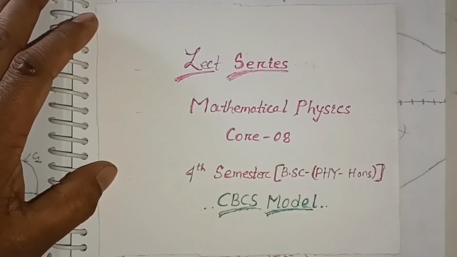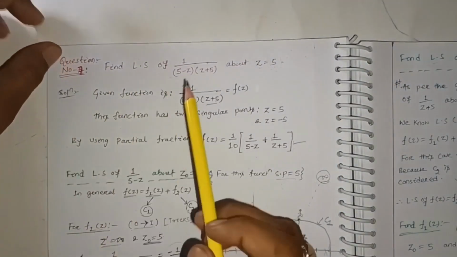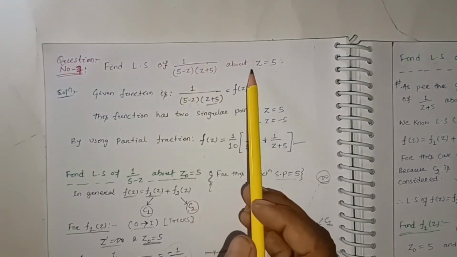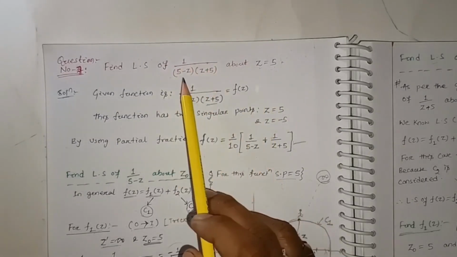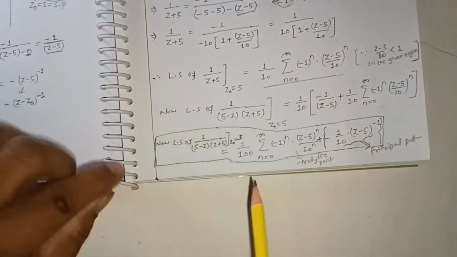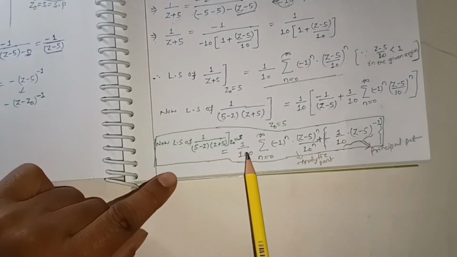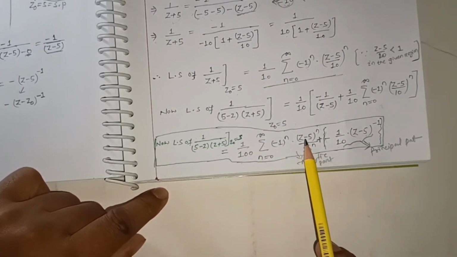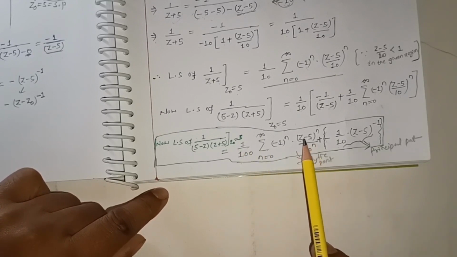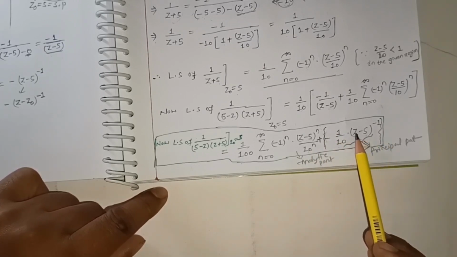In our last class we discussed question number 7, that is, find the Laurent series of 1 by (5 minus z) into (z plus 5) about z equal to 5, one of the singular points of this function, and we found this. This is the Laurent series of this function about z equal to 5: 1 by 100 summation over n equal to 0 to infinity of (minus 1) to the n, (z minus z0), here z0 is 5, so (z minus 5) to the power n by 10 to the power n plus 1, minus 1 by 10 into (z minus z0).